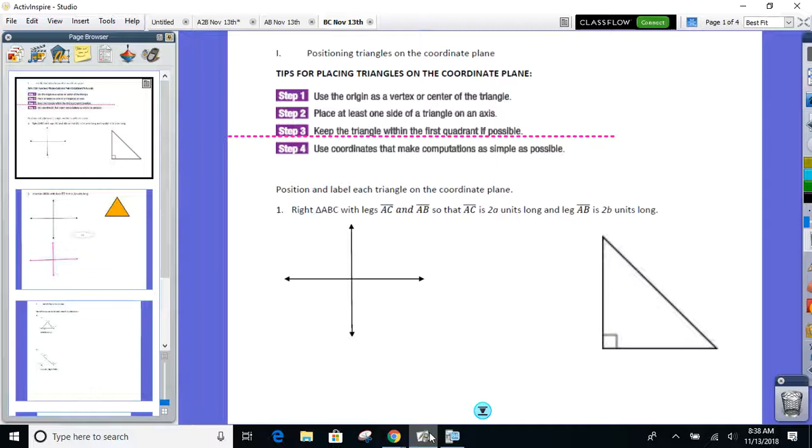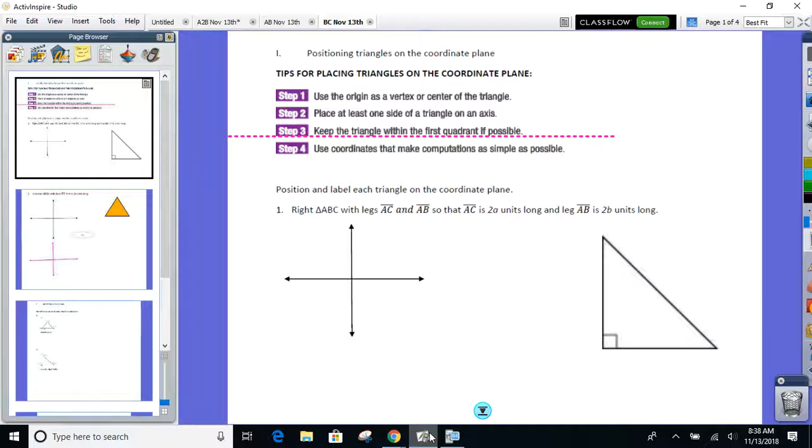Just look at my first example. I'll go over the little tips as we're doing it. Here's what I need from you. On the graph, I need a right triangle, so it's got to have a right angle. What do I mean by the legs of a right triangle? The two sides that form my right angle. Those two sides I'm going to call AC and AB.